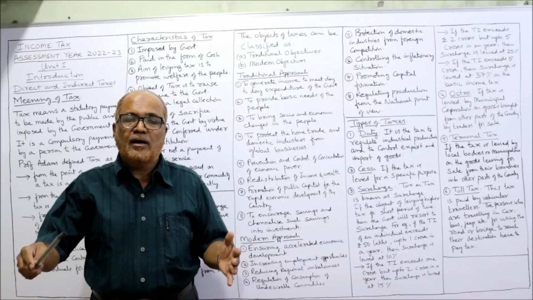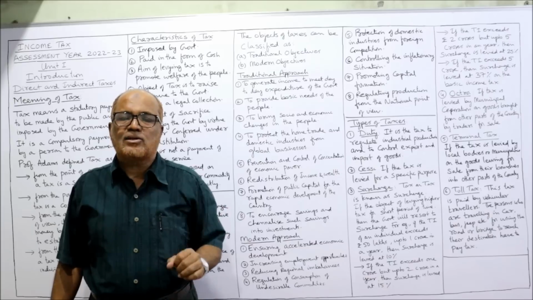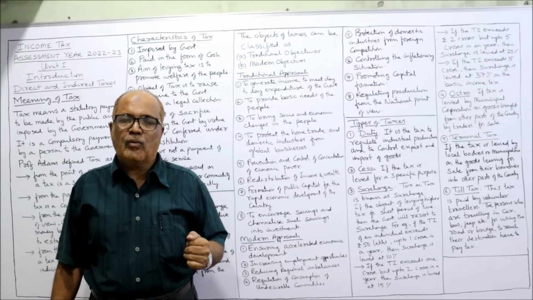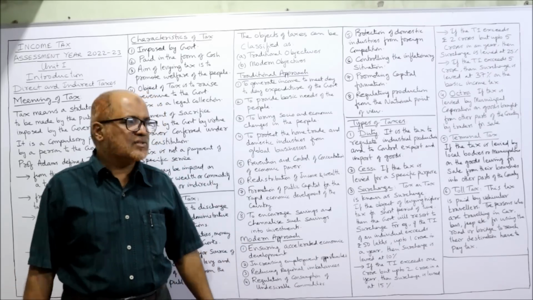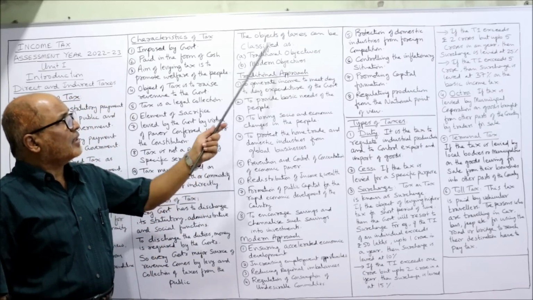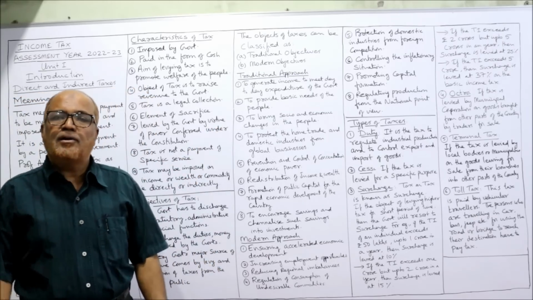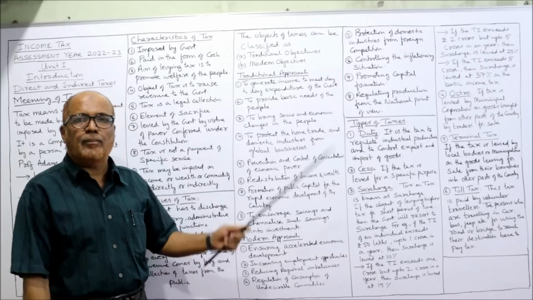So the public has to pay the tax. The government will impose the tax on the people to get the required revenue. By using that revenue, the government will perform its functions. Now, the objectives of taxes can be broadly classified into two categories: traditional objectives, or the traditional approach, and the modern approach.